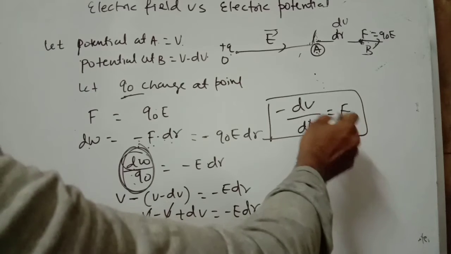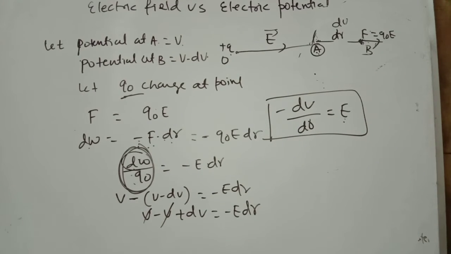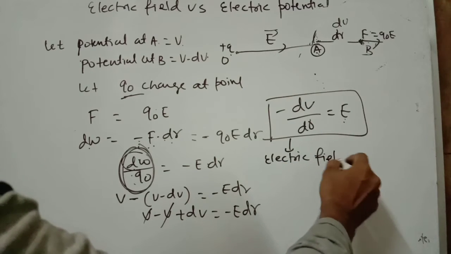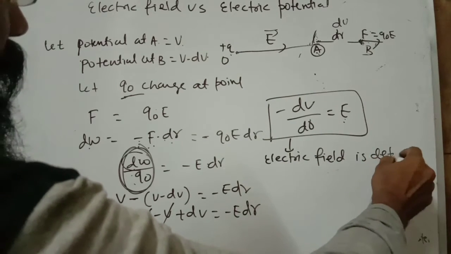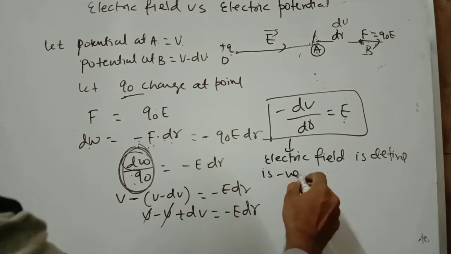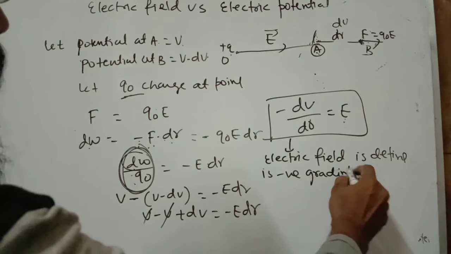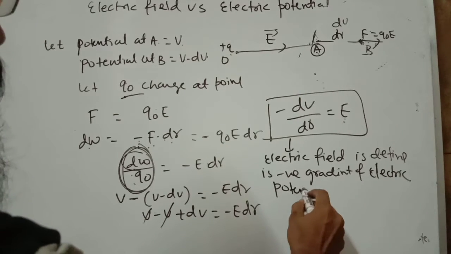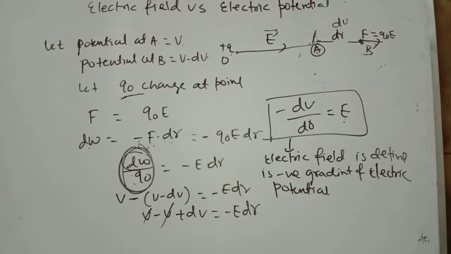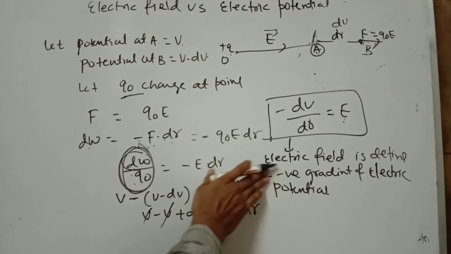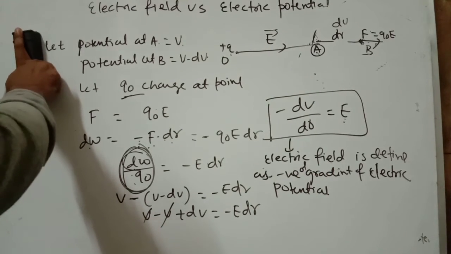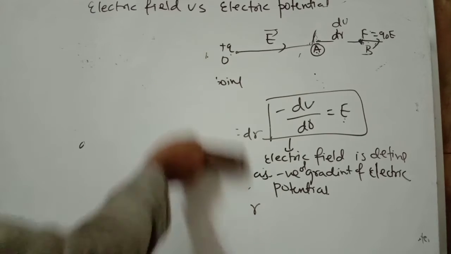The relation between electric field and electric potential: electric field is defined as the negative gradient of electric potential. So now you can pause the video and write all these things down.